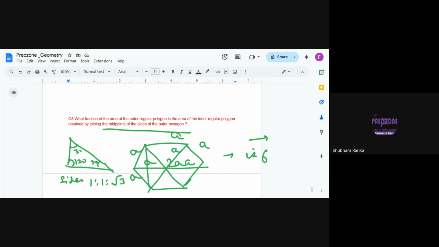So let's say ऐसा कुछ बना लो, ये A है, ये A है, तो ये क्या होगा जो भी मैंने बनाया? इसका मैं नाम देता हूँ AC. AC will be A√3.